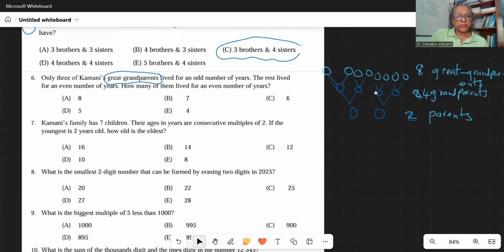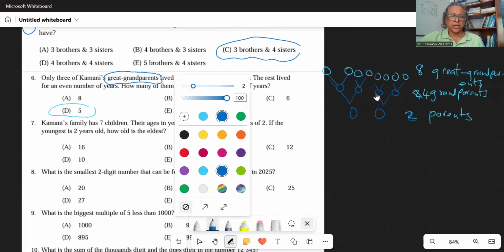So if three of them lived for an odd number of years, the rest lived an even number of years, and that number is five. So altogether, there are eight great-grandparents. Right. Okay. Next question.